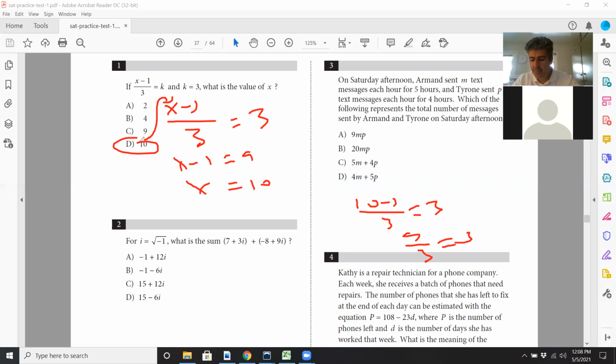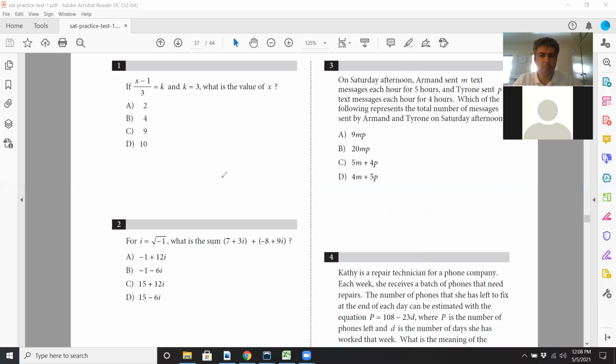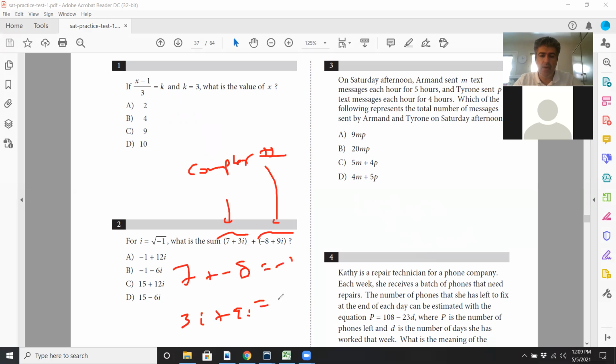Now, if you are a junior, you have probably, at the very least, done Algebra 2. The concept is covered in Algebra 2, probably in the fall. That's called the complex number. So all they're really asking you to do is just add this complex number to the other complex number, meaning you combine like terms. 7 plus negative 8. And of course, 3i plus 9i. You get negative 1, you get 12i.